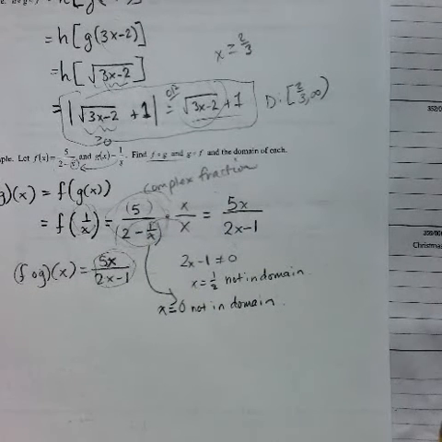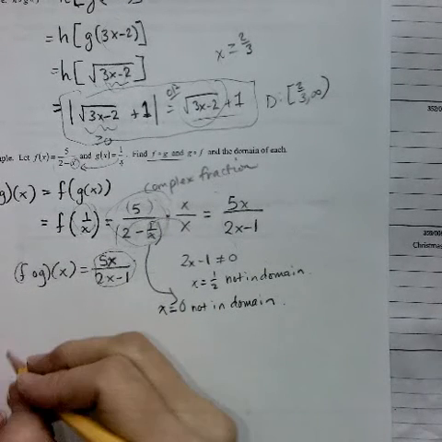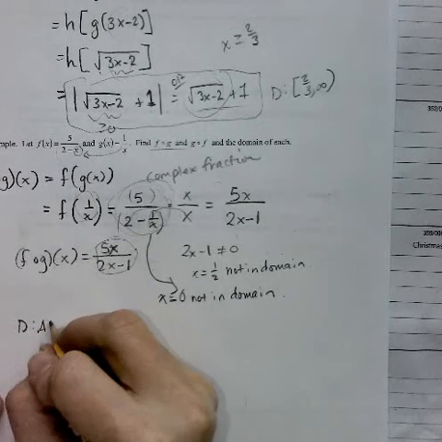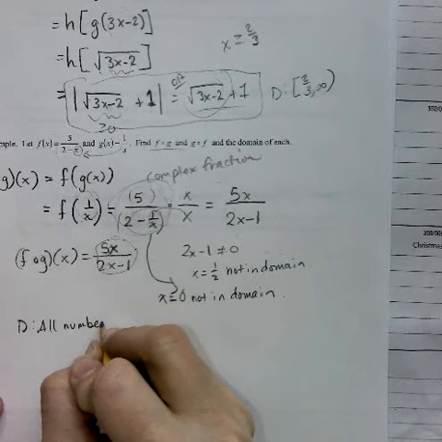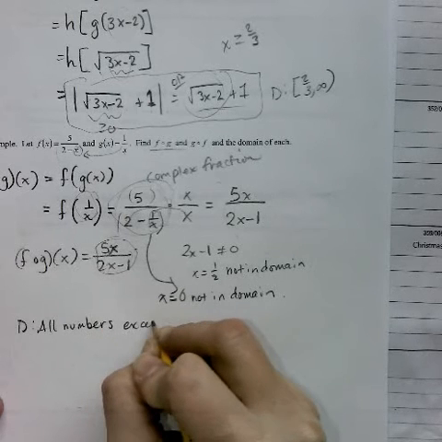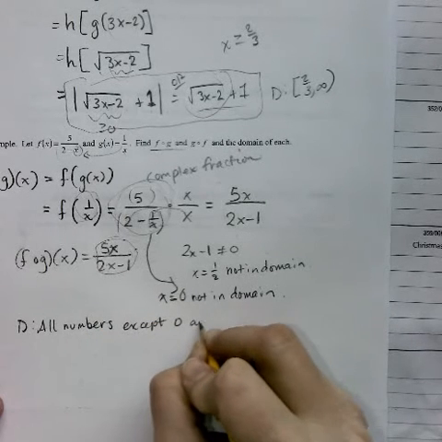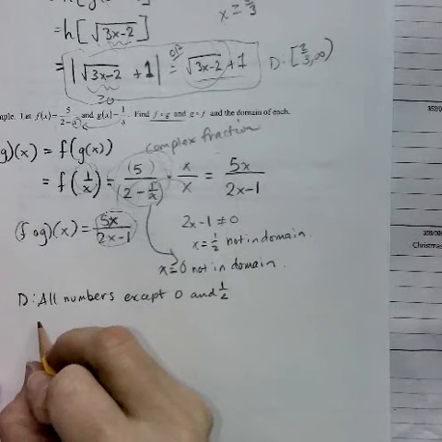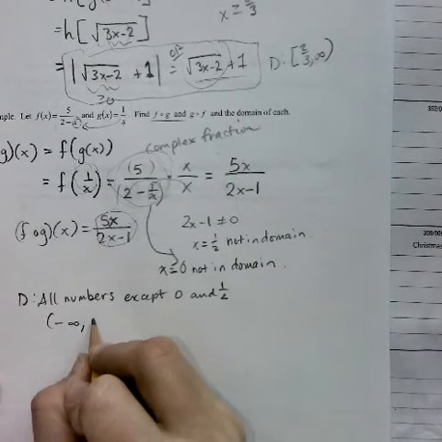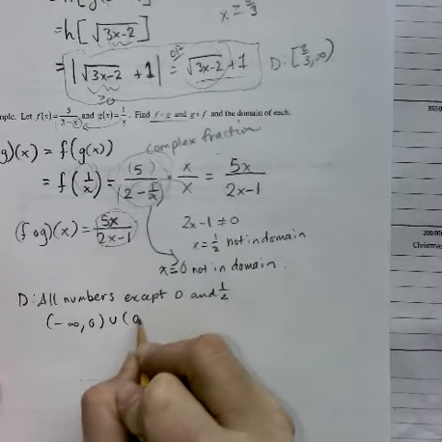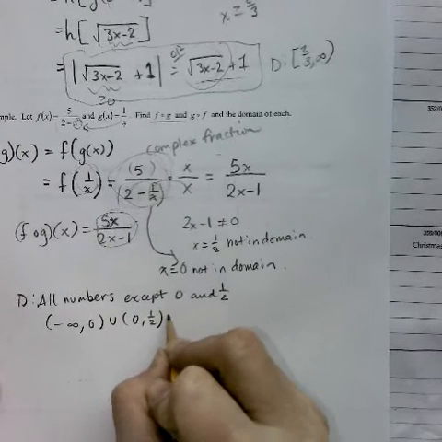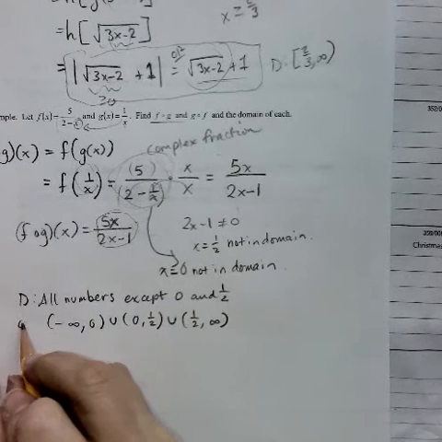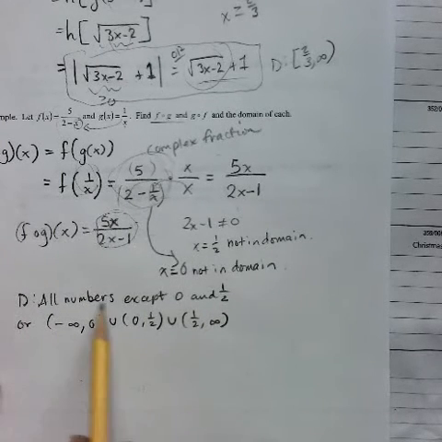All right, so for our domain, if we're going to write this in interval notation, well, let's write it in words first. So all numbers, technically all real numbers, except 0 and 1/2. In interval notation, that would be negative infinity to 0, union 0 to 1/2, union 1/2 to infinity. Okay, so you should be able to do this if you need to, the interval notation.